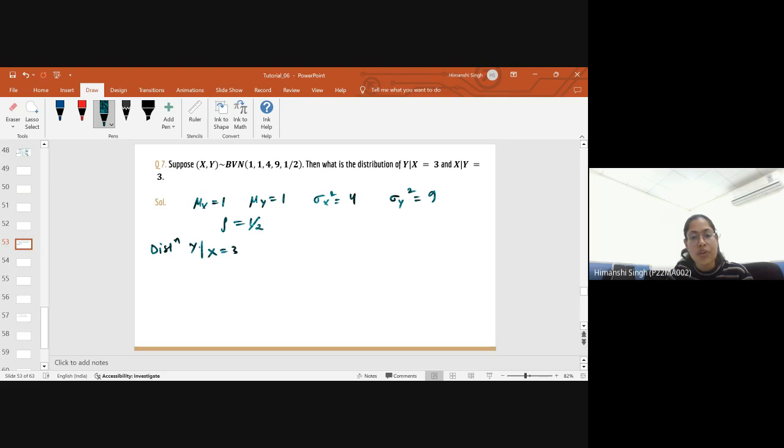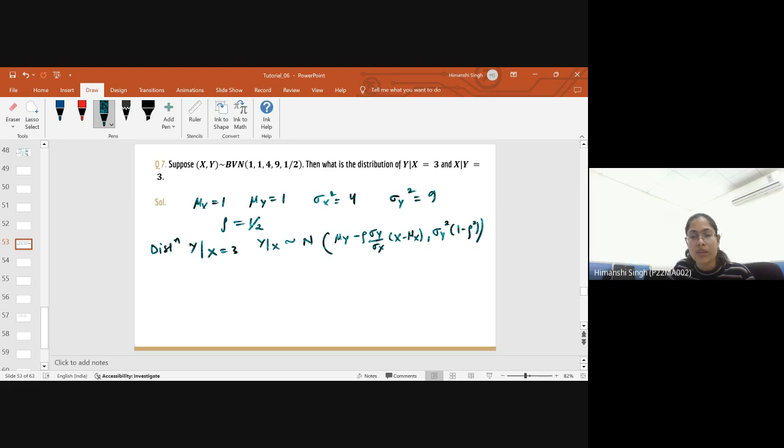Okay, so we know the distribution of y given x. It follows the normal distribution with some mean and some variance. I will be writing that. So y given x will follow the distribution with mean mu y plus rho sigma y by sigma x into x minus mu x, and variance sigma y square into 1 minus rho square.